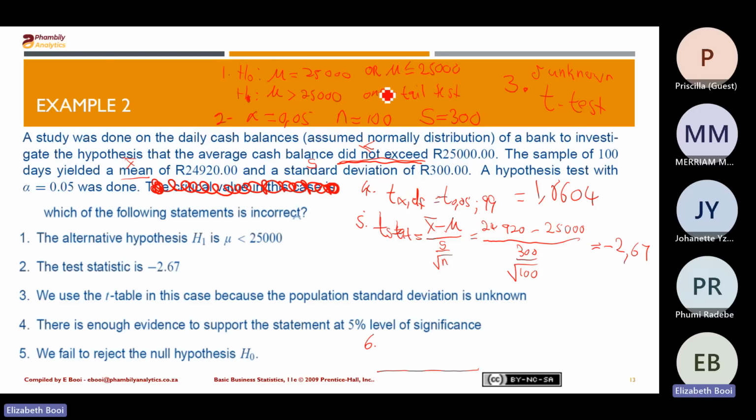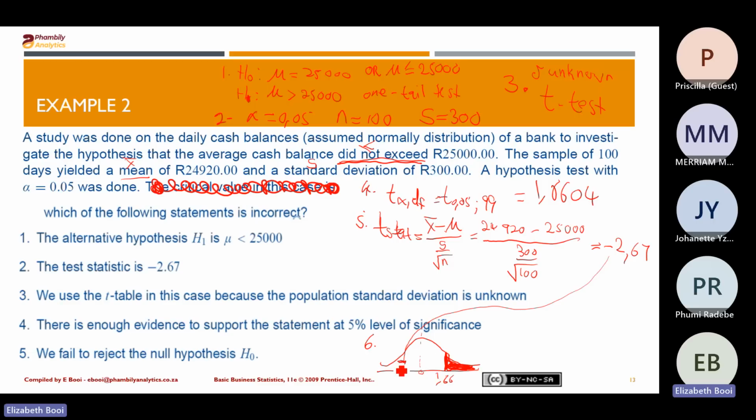Because it is a one tail test on the upper side, greater than, our region of rejection will be on this side. And our critical value, we did find it. I'm going to keep only 2 decimals. It's 1.66. Where is our test statistic? It falls somewhere on this side. Because right here in the middle, we must remember that this is 0. So it will fall somewhere in the negative side.